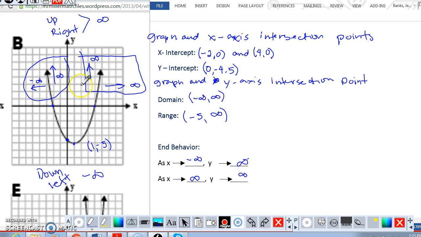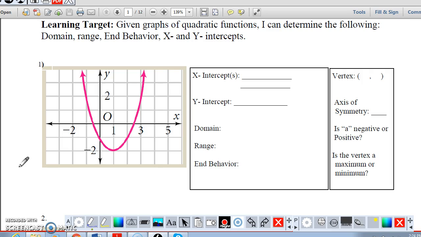So we may need to practice more on the breaking down of this, because this will actually help you on your domain, range, and end behavior. On page one of your packet, this is our learning target. Given graphs of quadratic functions, I can determine the following. These are some of your key characteristics: domain, range, end behavior, and x and y intercepts. Most of these questions are inside this box, and this little box here is a review of last week. So we will start with the review first.